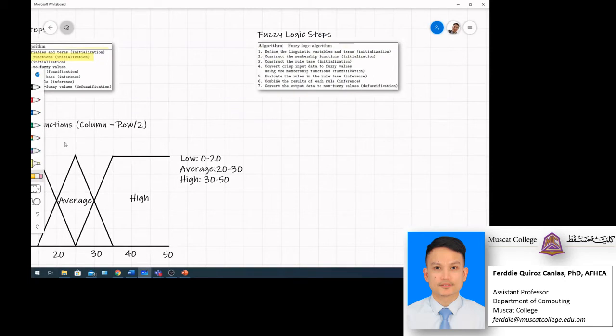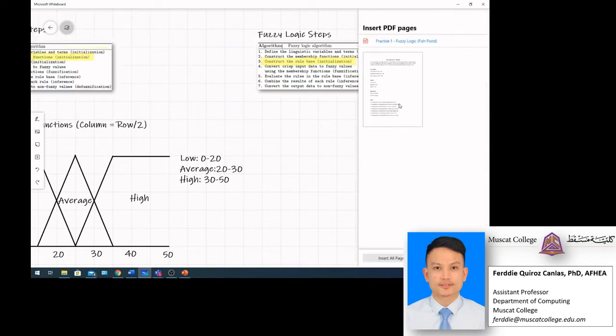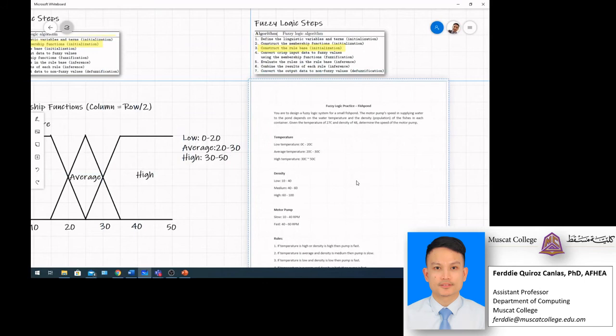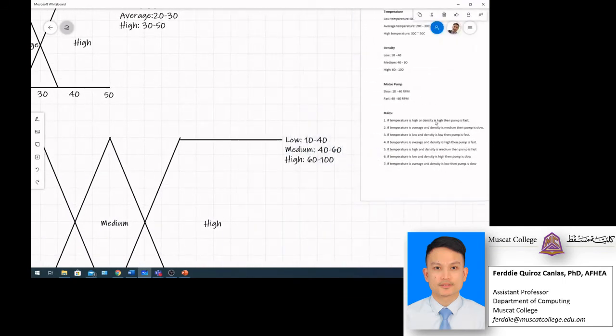Okay, let's now go with the rule 3, which is construct the rule base, okay? This one, construct the rule base. So in this case, we can take the PDF so that we could construct the rule base here. Let me go back again with the PDF. So I have to take this, insert all pages, okay, but this time I need to take only this area. Okay, so for the rule base, we have to take this only. So we have to move a little bit here, it's overlapping.